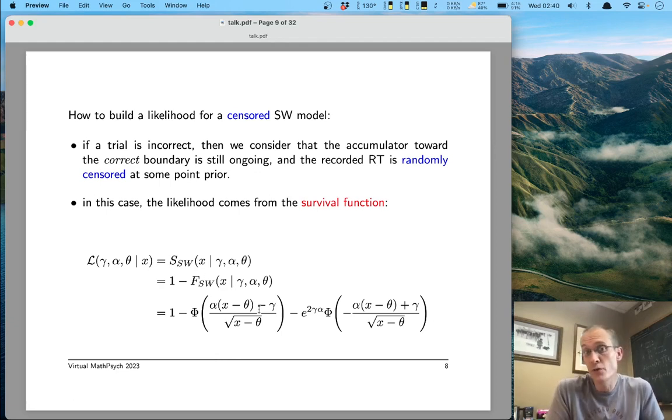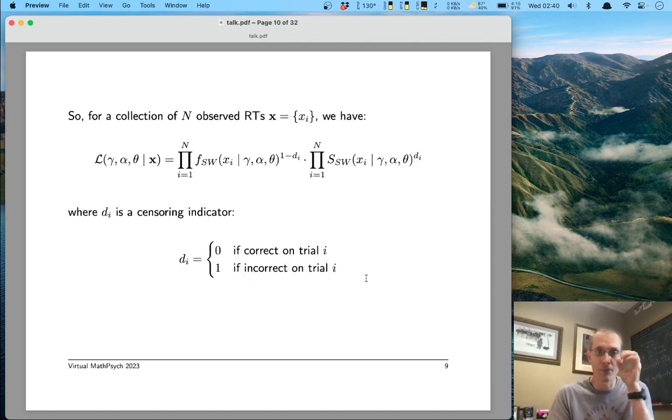If you know the cumulative distribution function for your model, in this case the shifted Wald, then the likelihood function is just the survivor function: 1 minus all this stuff that you see here, which is just the cumulative distribution function. Okay? So conceptually, that's pretty simple. So how do we put this all together? You've either got one thing or another. You've got a correct trial or an incorrect trial.